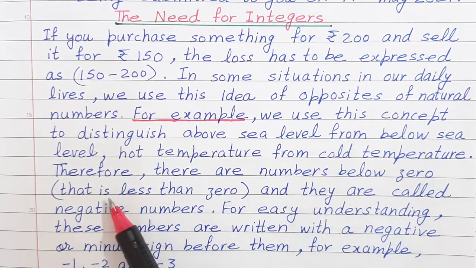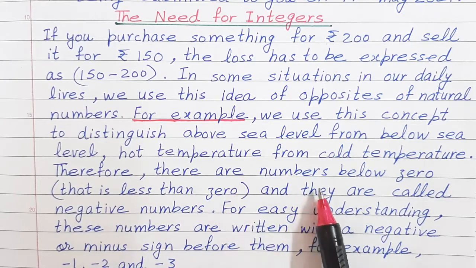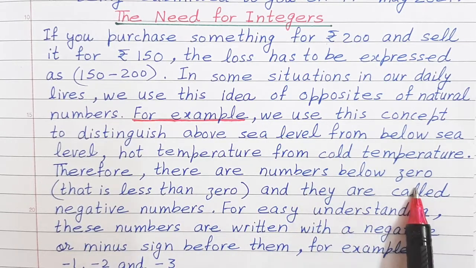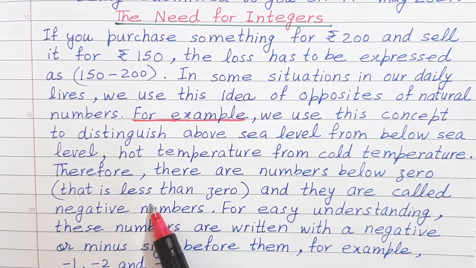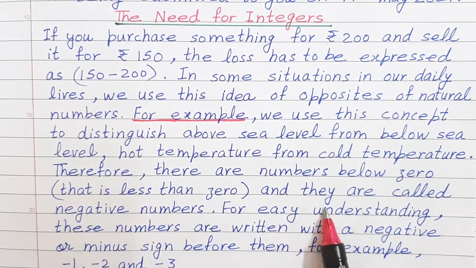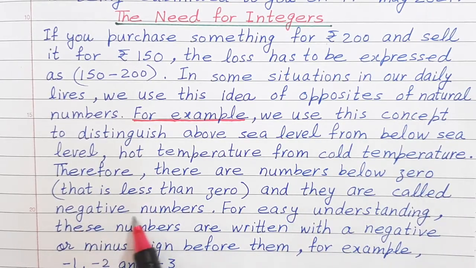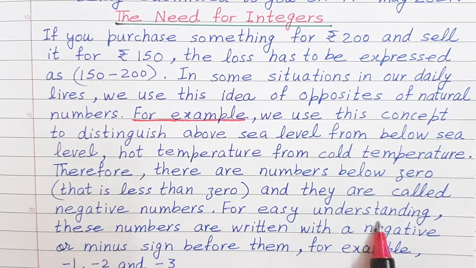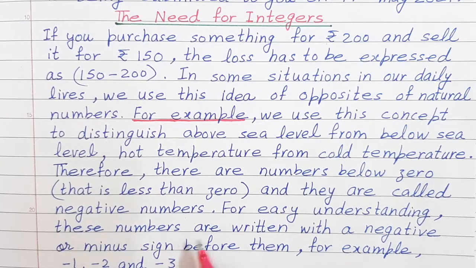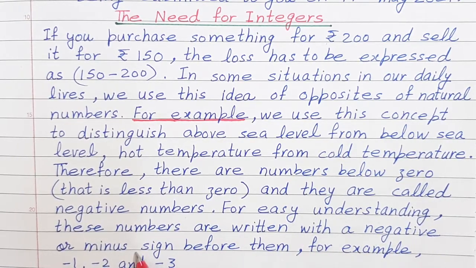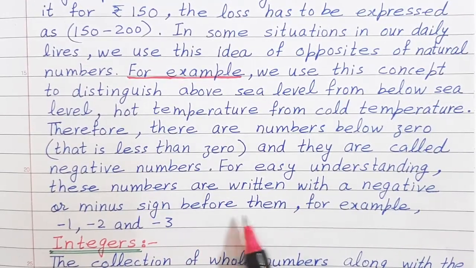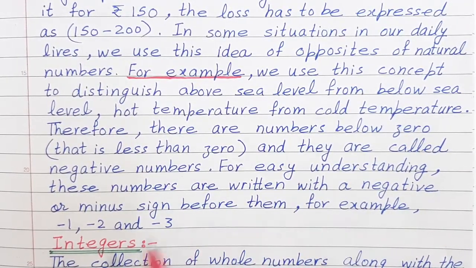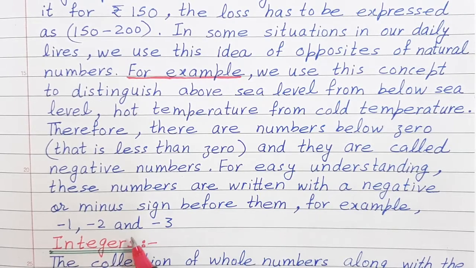right? Therefore, there are numbers below 0, that is less than 0, and they are called negative numbers, right? For easy understanding, these numbers are written with a negative or minus sign before them. For example, minus 1, minus 2, minus 3 and so on.